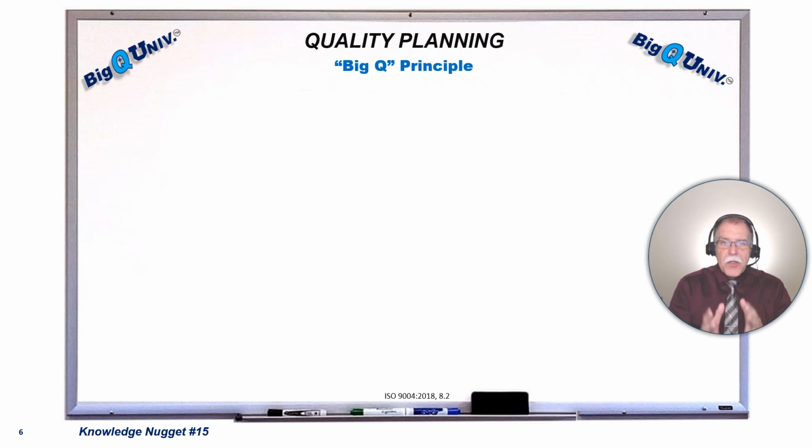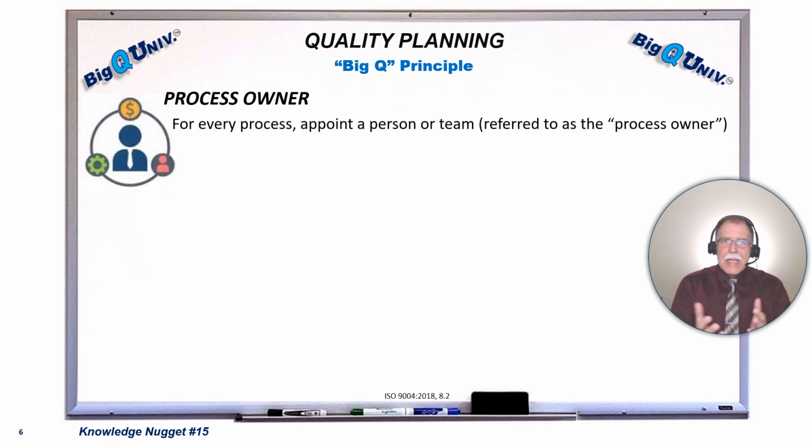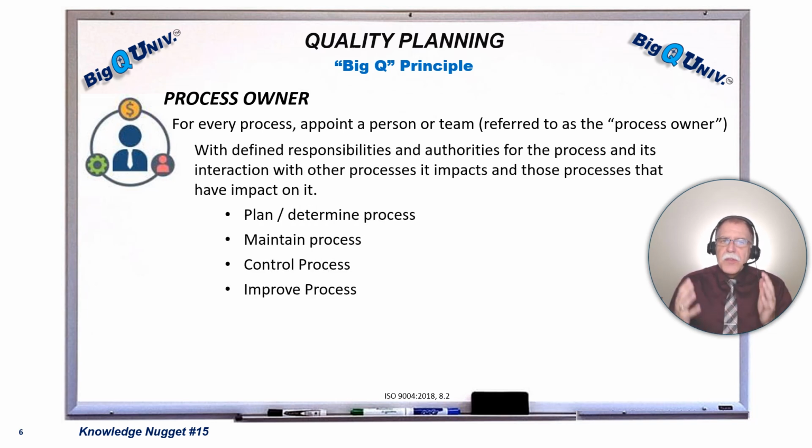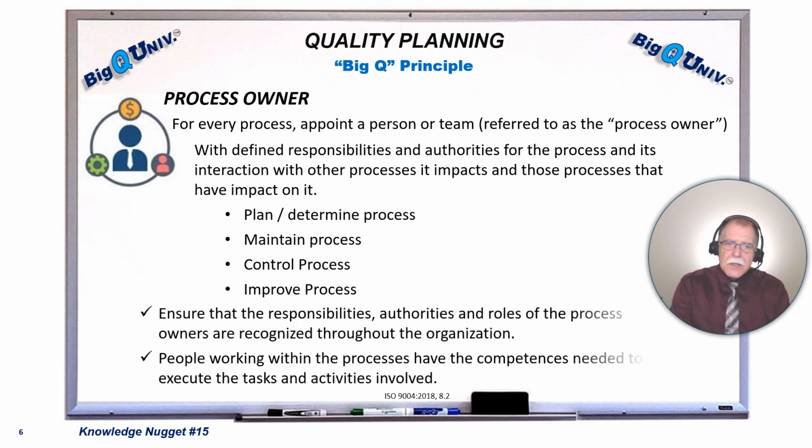Now, in reality, there's one thing we really need to do in the planning piece before those three items that we just talked about. And that is, we've got to establish a process owner. For every process in the system, we must appoint a person or a team that's referred to as the process owner. We want to appoint them with defined responsibilities and authorities for the process and its interaction with other processes that it impacts, and those processes that may have an impact on it. It includes planning and determining the process, maintaining the process, controlling the process, and improving the process.